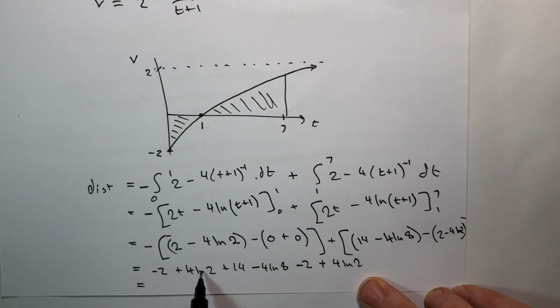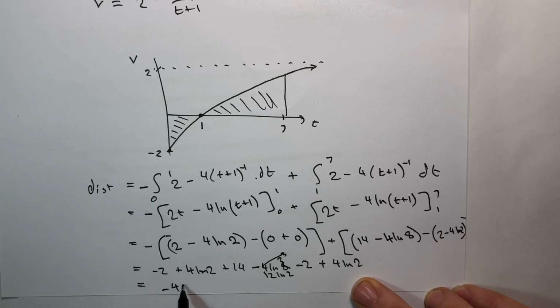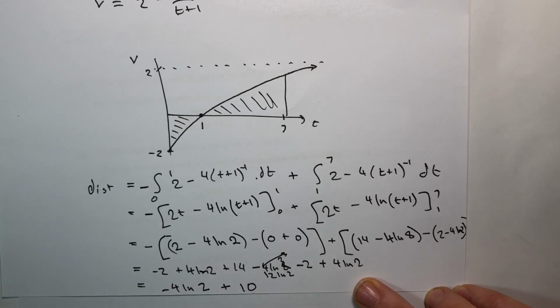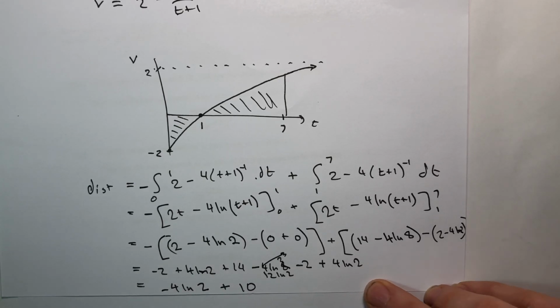Minus 2, 4 ln 8. ln 8 is 2 cubed. So that's actually 12 ln 2 there. So I've got 8 ln 2 minus 12 ln 2, so minus 4 ln 2, plus 14 minus 4. And that's what I think the distance travelled should be.